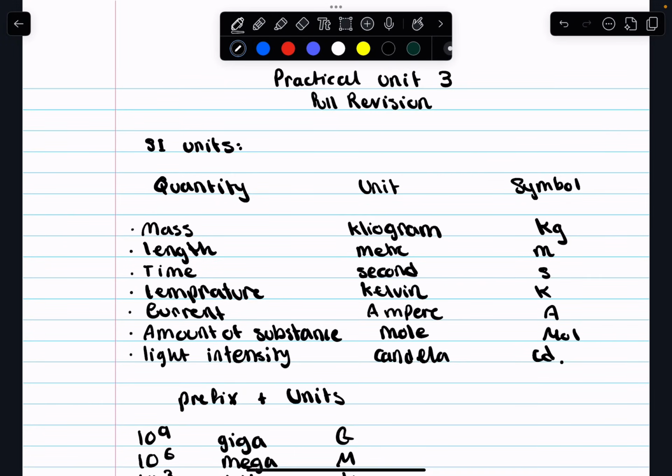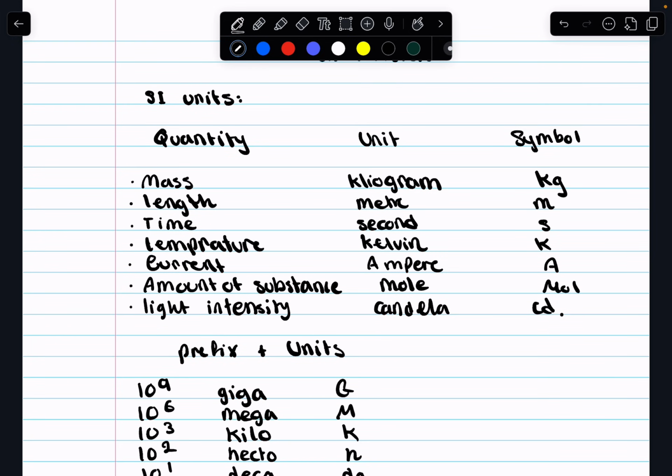Hello everyone, welcome to full revision for practical exam or unit 3 of IAL Edexcel International at AS level. So this paper is all about uncertainties, all about graphs, all about knowing what to do with what equipment, what you're measuring, how to do an experiment, and that's why it's called a practical paper, whereas it's actually a written paper. Anyways, so let's start and dive in.